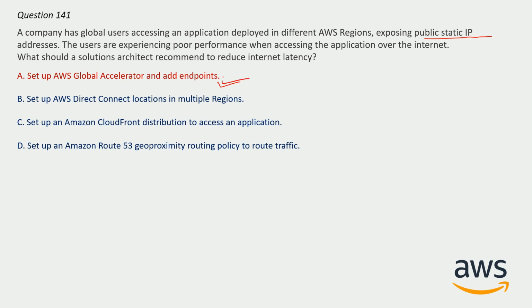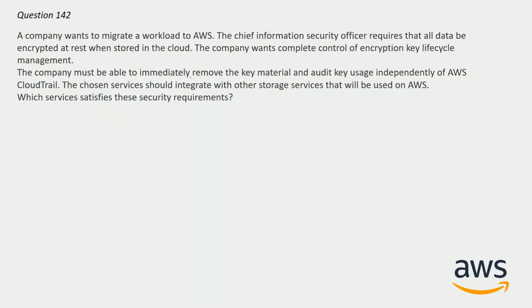And now question number 142. A company wants to migrate a workload to AWS. The Chief Information Security Officer requires that all the data be encrypted at rest when stored in the cloud. The company wants complete control of the encryption key lifecycle management. The company must be able to immediately remove the key material and audit the key usage independently of AWS CloudTrail. The chosen services should integrate with other storage services that will be used on AWS. Which service satisfies these security requirements? And here are the options.